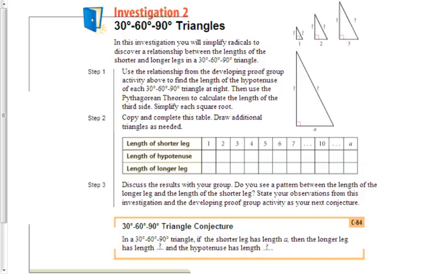So the conjecture in the 30-60-90 triangle: if the shorter leg has length A, then the longer leg has length A times the square root of 3, and the hypotenuse has length 2A.